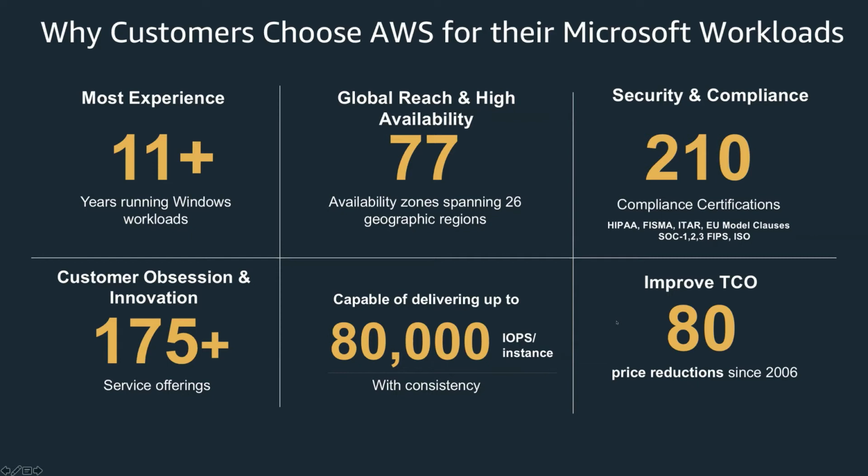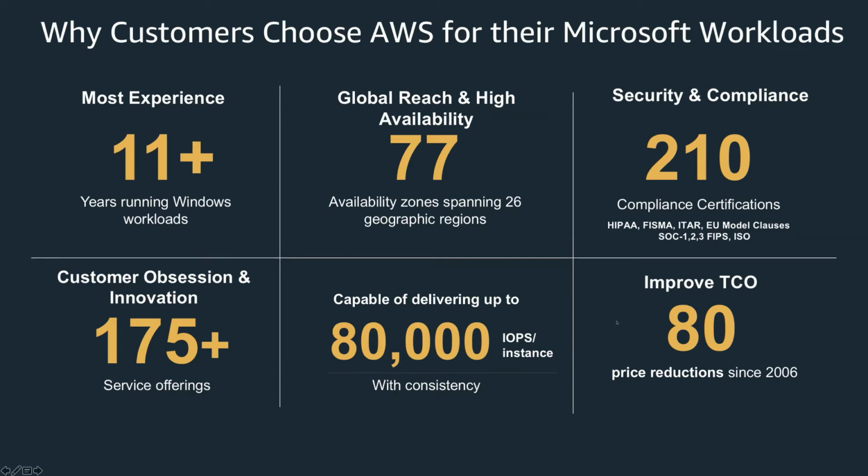And then we have 175 plus different service offerings, which are highly integrated with many of our key offerings. So customers can have a breadth and depth of services. They can choose different areas to meet different needs to do more modernization and innovation on AWS.